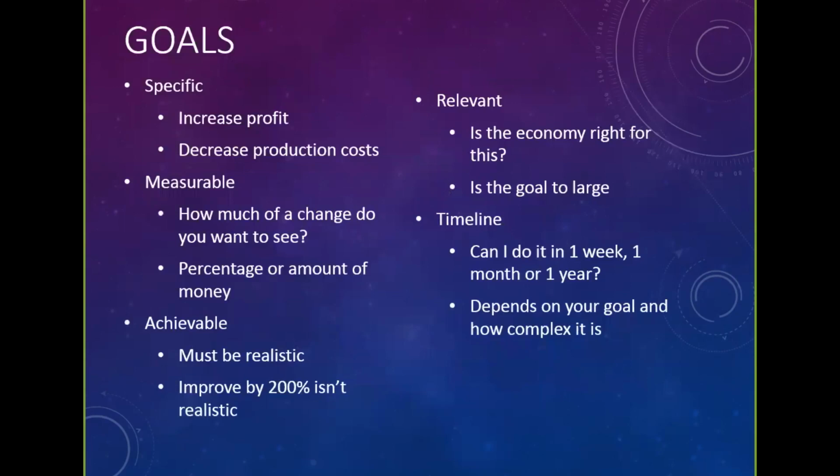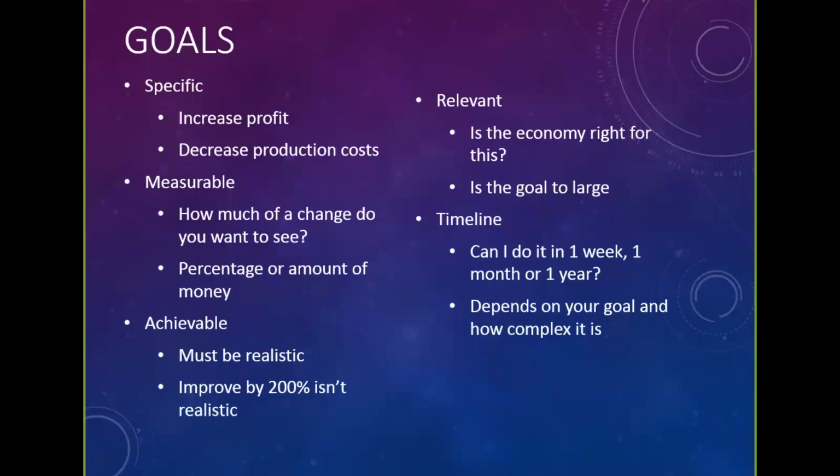So goals. A good way to think about your goals is to try to have SMART goals. So SMART goals are specific, measurable, achievable, relevant, and there's some sort of timeline involved. So specific goals could be something along the lines of you want to increase your profit, decrease your production costs, you want to increase your production, you want to expand.